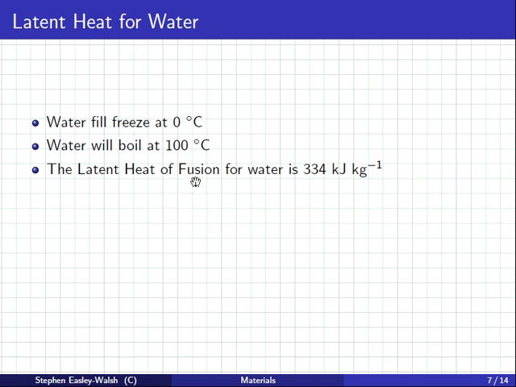The latent heat of fusion for water is 334, and please note there's a kilo there. So it's 334,000 joules per kilogram. That's the latent heat of fusion of water. Now that's a big number. That means a lot of energy is required to melt ice. A lot.